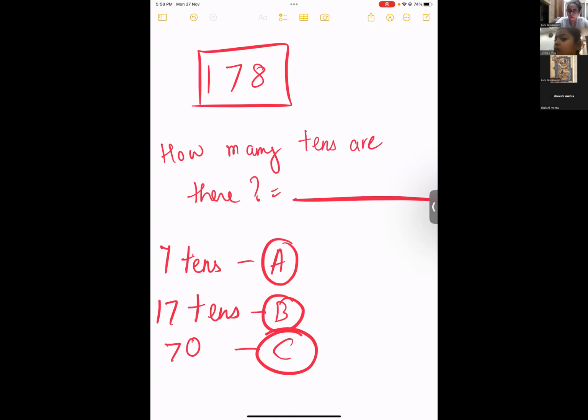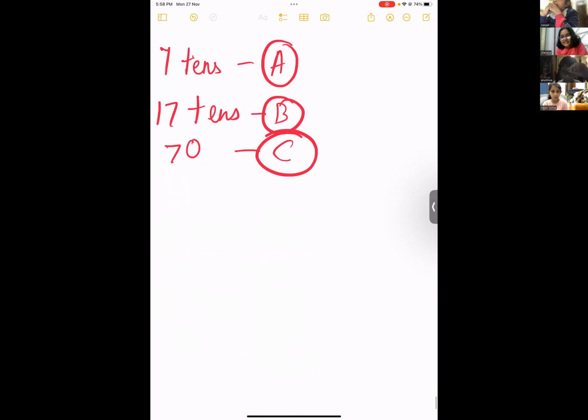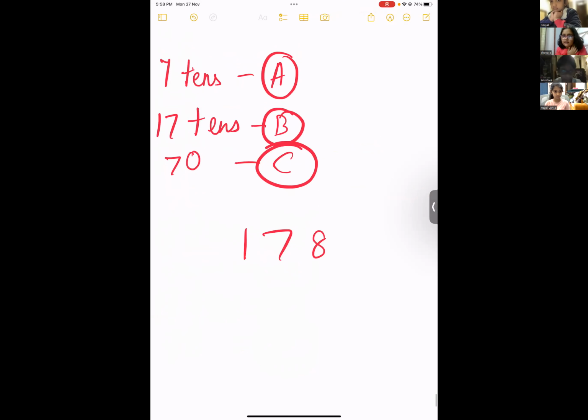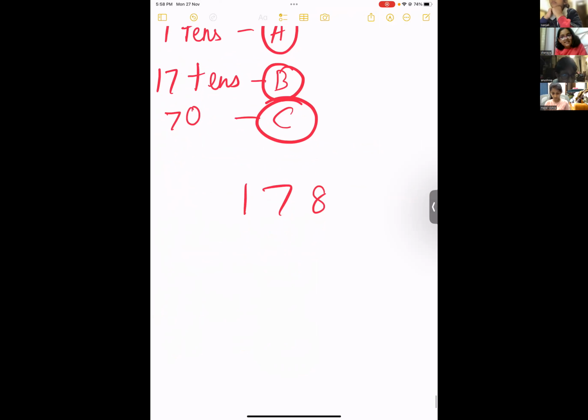Idhika? Answer is wrong. Most of you have got it wrong. Only a few have answered it correctly. Kabir thinks it is 70. In 178, Samaira thinks it is 7. Kabir also thinks that it is 7. How many tens are there?